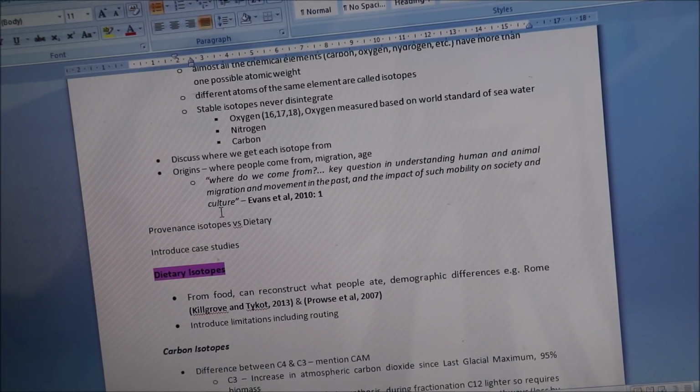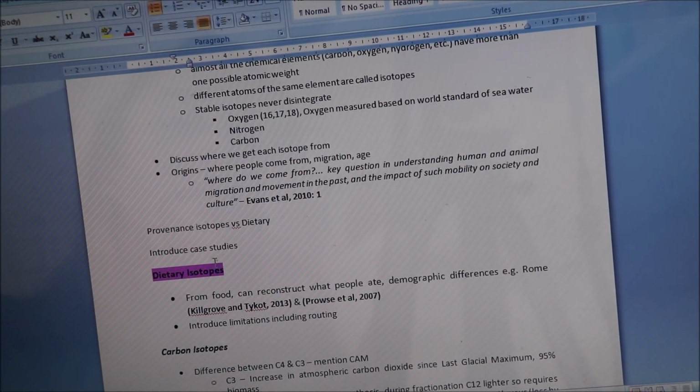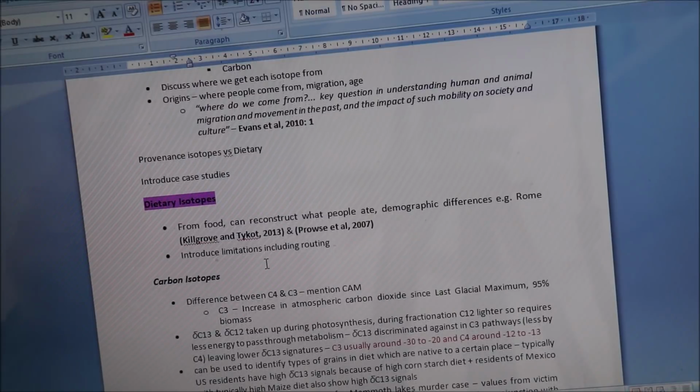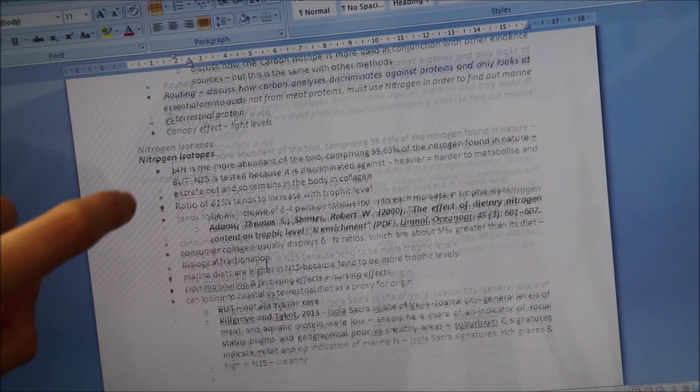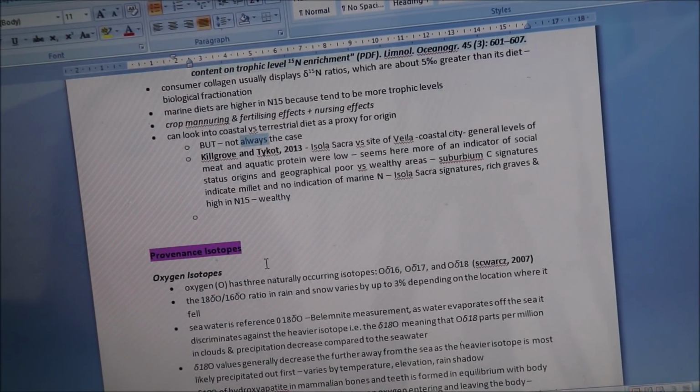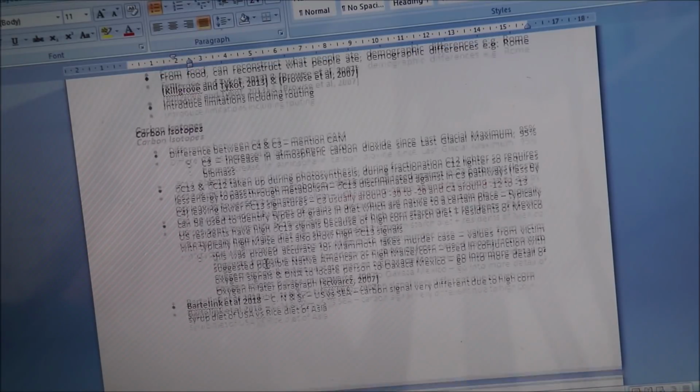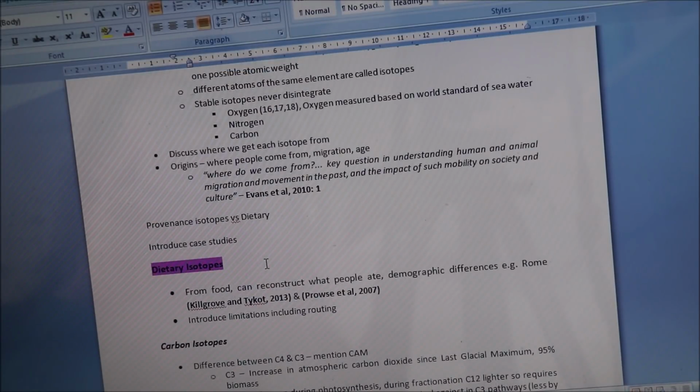I decided to then split my work into 2 main sections. So I've got dietary isotopes and provenance isotopes, and this is purely because we had a lecture on them at the start of the week and they were split like that in the lecture.